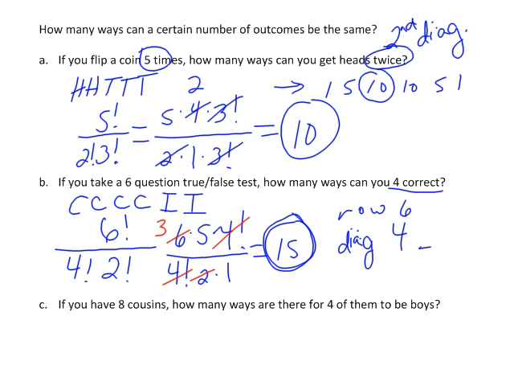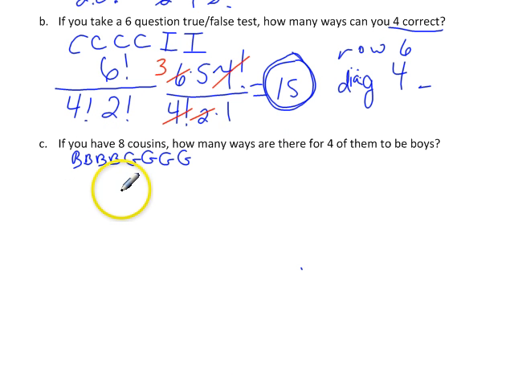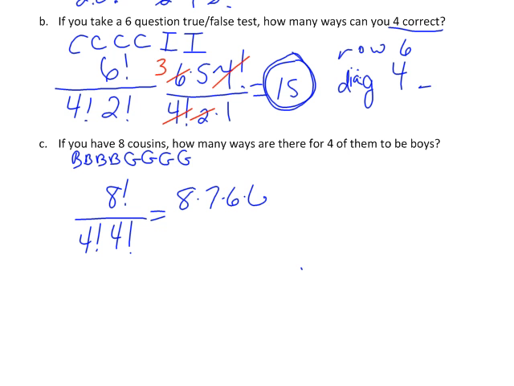On the next one we have 8 cousins, and how many ways are there for 4 of them to be boys? So we have 4 boys, and that means we have 4 girls. And we want to know how many ways that order can happen. So we have, let's give ourselves a little more space, 8 factorial over 4 factorial times 4 factorial, 4 boys and 4 girls. Oops, that should be a 5. Times 4 factorial. And we have the 4 factorial on the bottom, those will cancel, but we need to write the other one out.